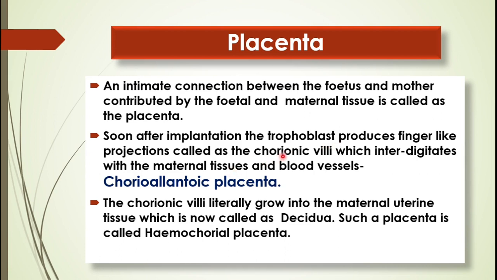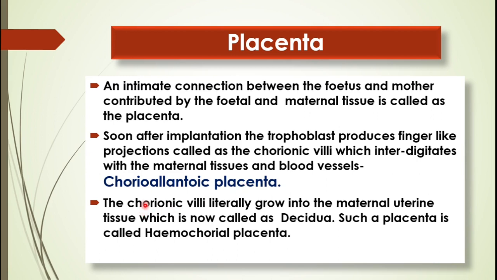So the chorionic villi interdigitate with the decidua as well as numerous blood vessels. And in this unique relationship, the chorionic villi are literally bathing in the maternal blood vessels. So this kind of placenta is known as chorioallantoic placenta. So the placenta found in human beings is called the chorioallantoic placenta.